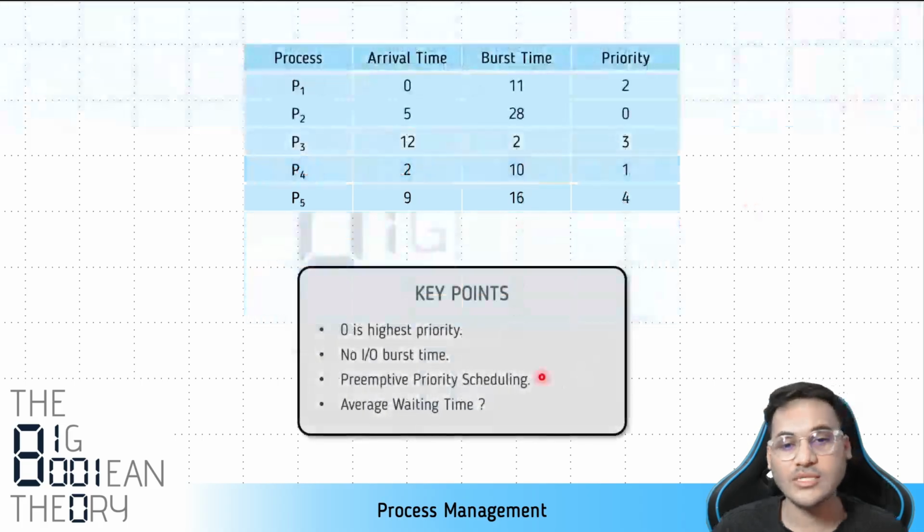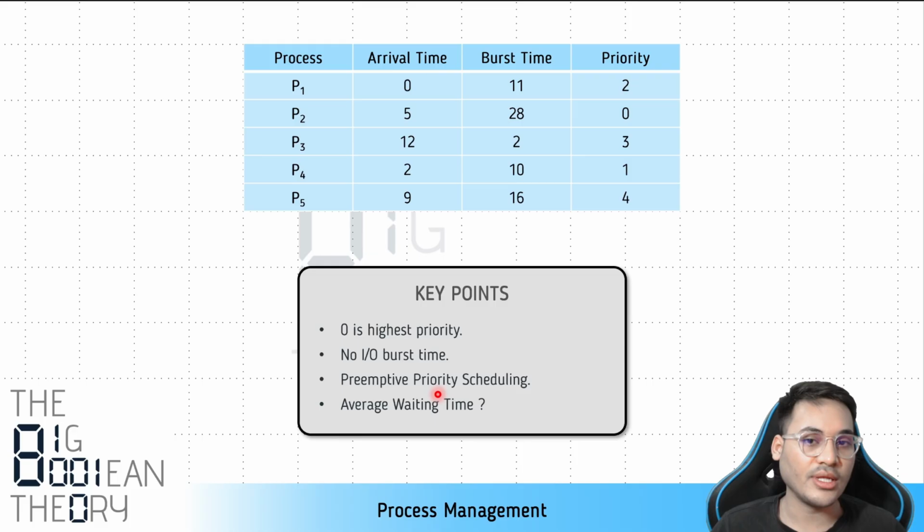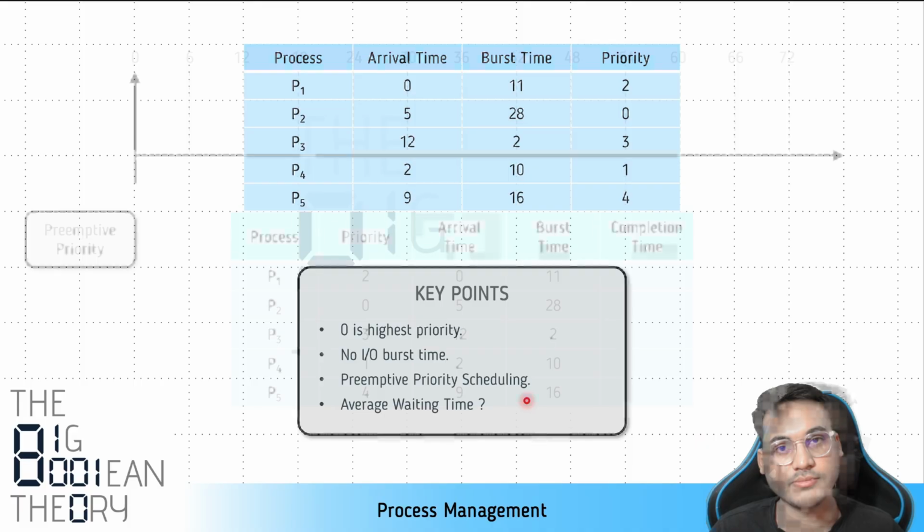So this is the last piece of information, that is, we are going to use preemptive priority scheduling, and what we have to find is the average waiting time and then report it in milliseconds, right? So this is all of the important pieces of information. Now let's solve this question.